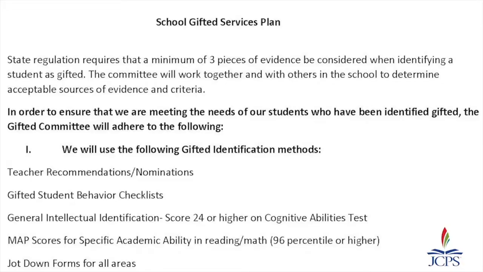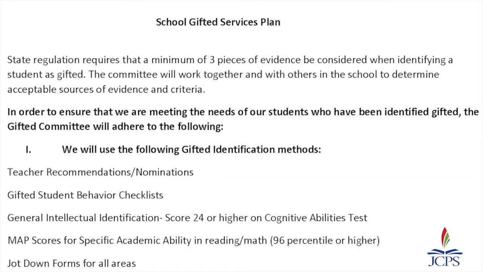So the purpose of this plan is to have multiple methods of identifying students for gifted and talented, and also having multiple services that are available. So if we look at this school's plan, the state regulation requires that a minimum of 3 pieces of evidence are considered when identifying a student as gifted. And their committee will work together with school personnel to determine acceptable sources of evidence.